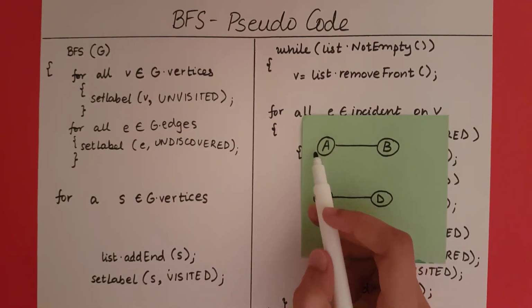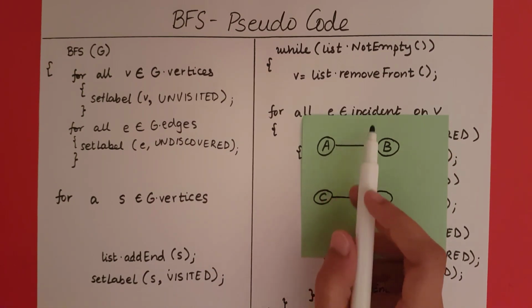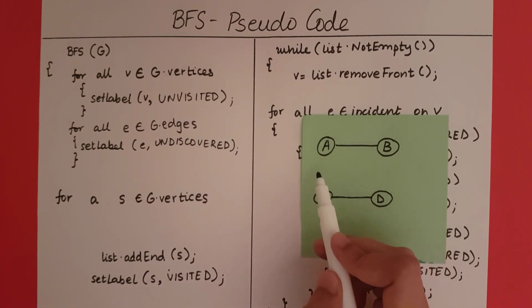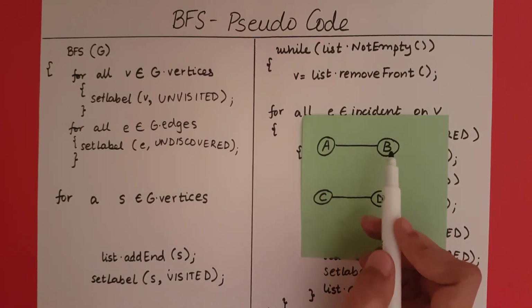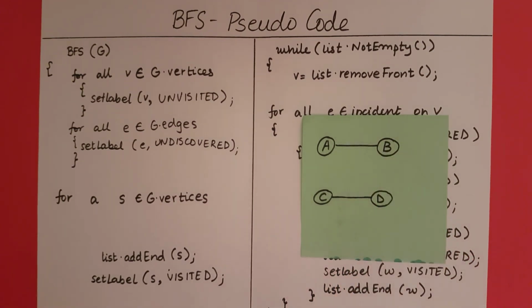So I'm going to visit A. Then I will look for all the edges that are incident on A. I will find this one. I will visit B and this will become a discovery edge. B will not have any incident vertexes and so the algorithm will end. But in that case, only A and B would have been traversed. C and D are not traversed.